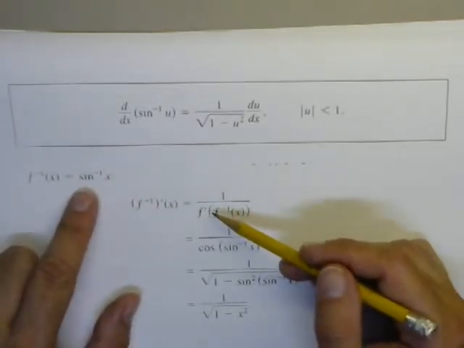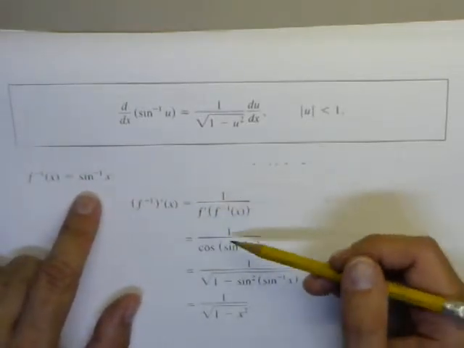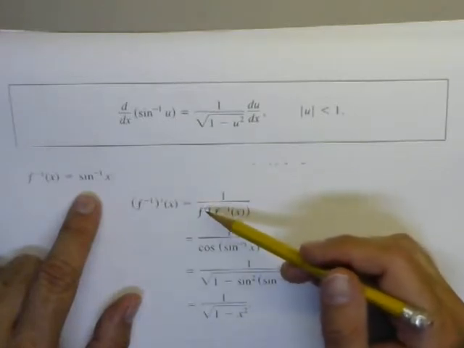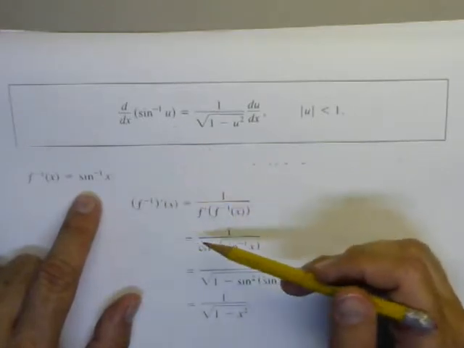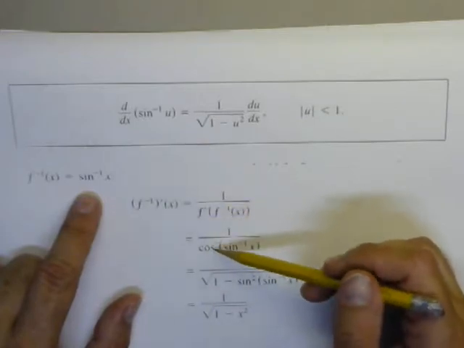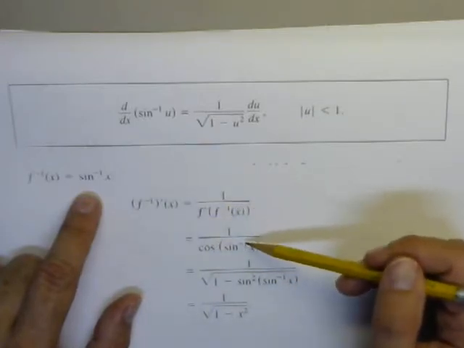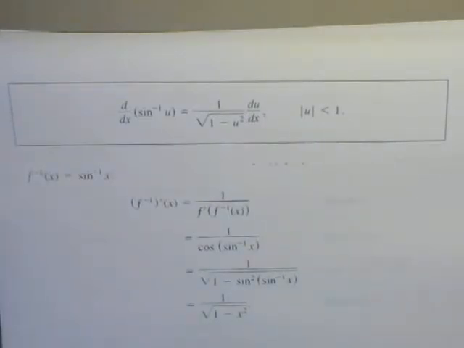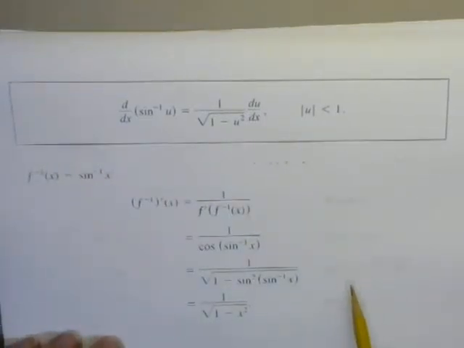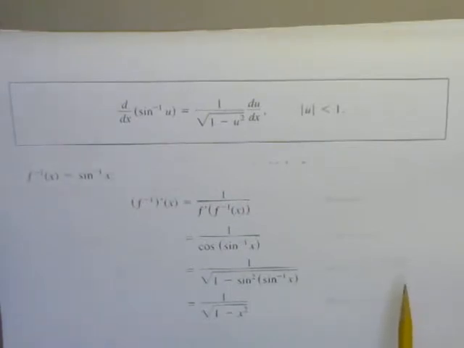The original function in this case that we're talking about is sine, because we're trying to find the derivative of inverse sine. The derivative of sine, remember, is cosine. You evaluate that at the inside function. Now, what we're going to do is use some trigonometric identities to simplify this, namely the fact that cosine of x is equal to the square root of 1 minus sine squared x. That's the Pythagorean identity there. And then just remember that sine and sine inverse will cancel each other out, just leaving you with an x squared there.